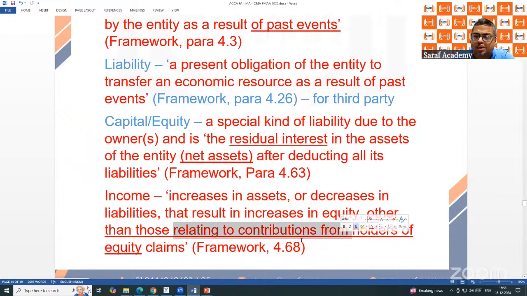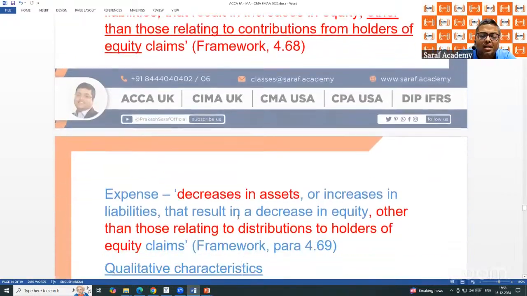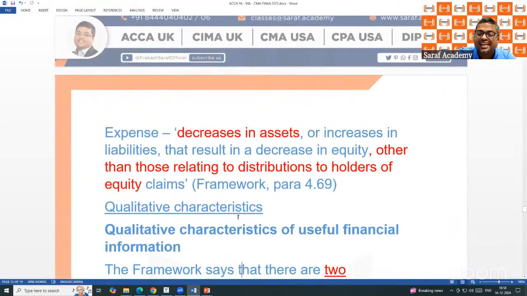Other than those, suppose shareholders have given money to the company, that is not income. Income without shareholder involvement, if there is a sale minus expenditure, that increase in assets, decrease in liability is an income. And reverse for expense, decrease in assets, increase in liability is an expense. Other than dividend payment or drawings, that is not an expense. Whatever where the expenditures are more than income, it's an expense.